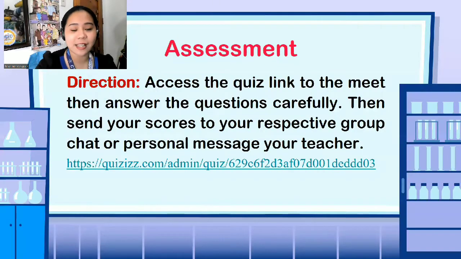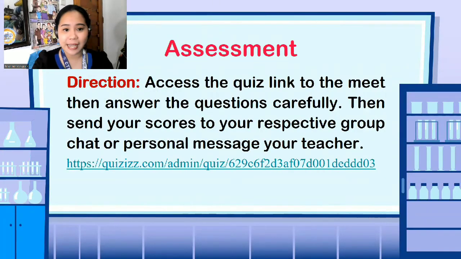Before that, this is the direction. After accessing the quiz link, answer the questions carefully. Each question has 45 seconds to answer. Then send your scores to our respective group chats or message them to me personally, students.